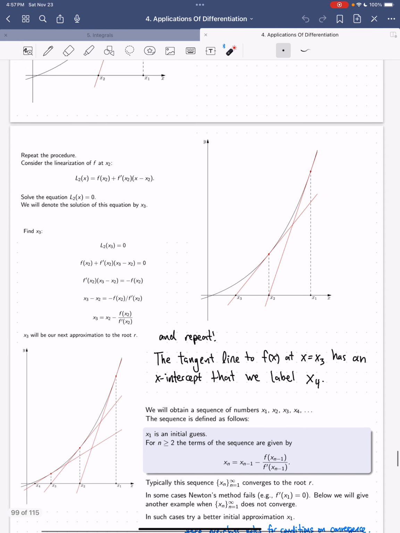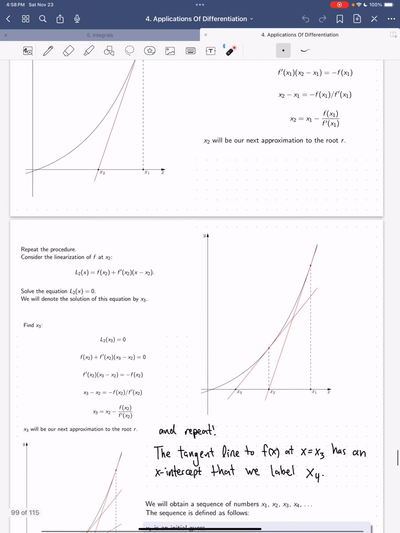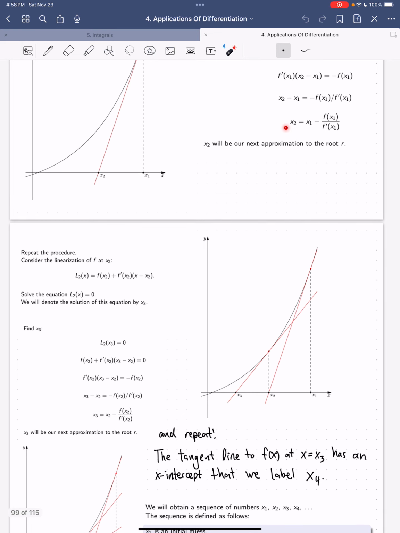Now, solving for the roots of this tangent line, you can see that, for this example, we start off with the equation of the tangent line at x2, and then we rearrange it, after setting it equal to 0, and we solve for x3. But this just says x2 minus f of x2 over f prime of x2. And that looks a lot like the formula that we had for x2 to begin with. It's x1 minus f of x1 over f prime of x1.